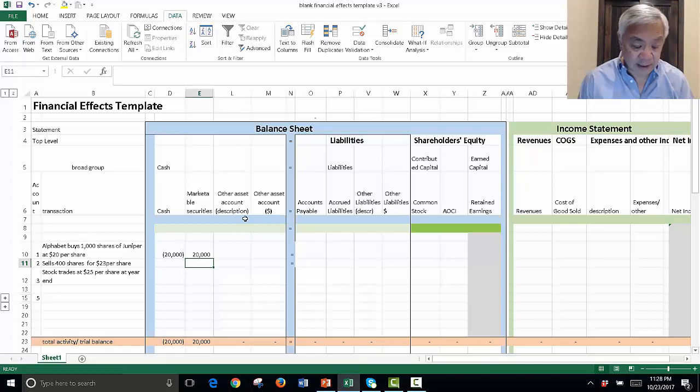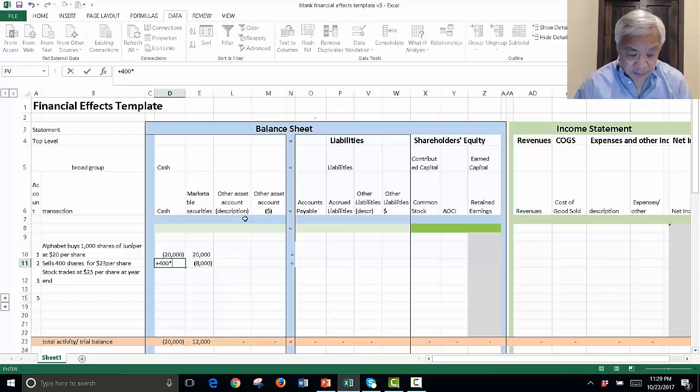Second transaction is that it sells 400 of those 1,000 shares at $23 per share. Now this one's a little tricky because what we need to do is recognize that we have now gotten rid of 400 shares from our marketable securities. So we say, what was the basis of that stock? It was $20 right above it. So we have to subtract the 400 shares times not the 23, but 20, which is the value of each share at the time of the sale. So we reduce it by 8,000 and we got money. So that's a plus 400 shares times 23 a share.